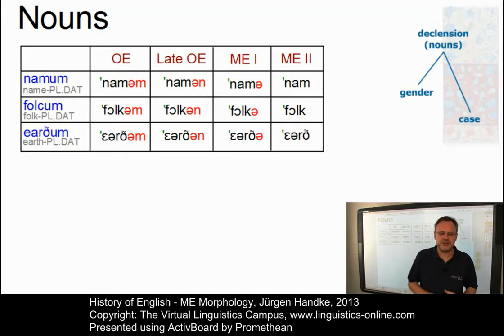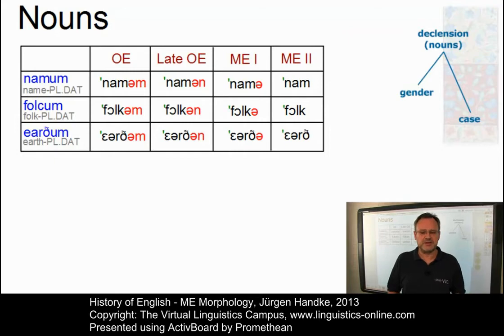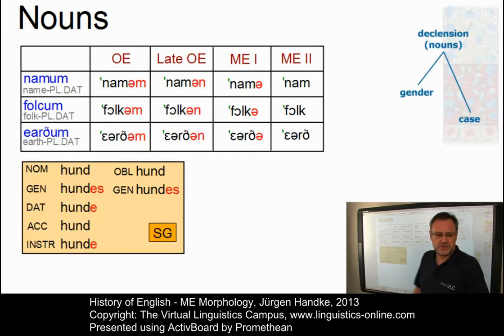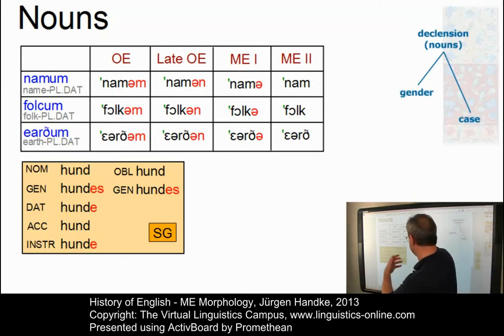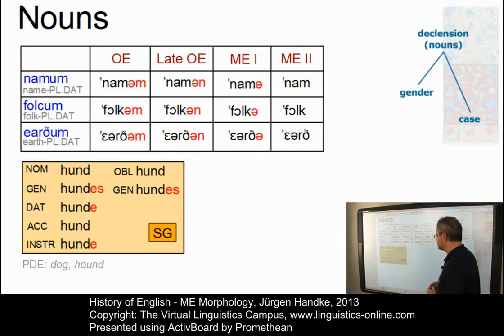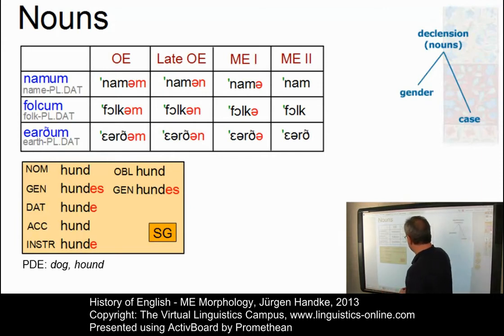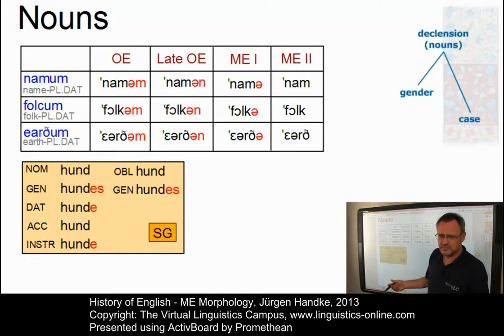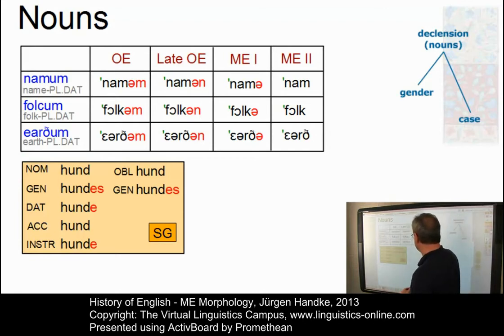As a result of all these changes, the case distinctions in nouns were reduced to two cases by the end of the 15th century. So the cases hund, hundes, hunde, hund, hunde, of course this is the present-day English word hound. These cases were eventually reduced to two cases, the oblique case and the genitive case hundes.